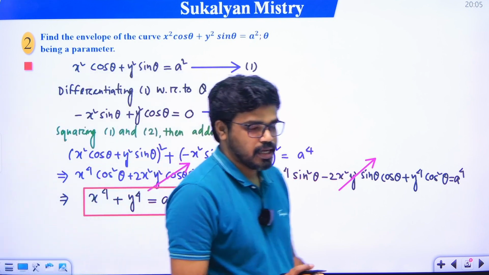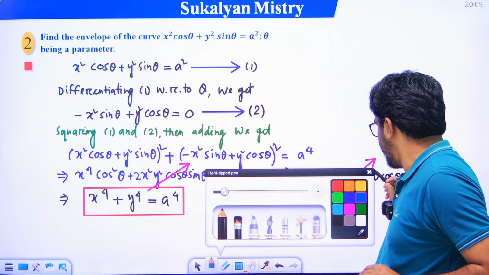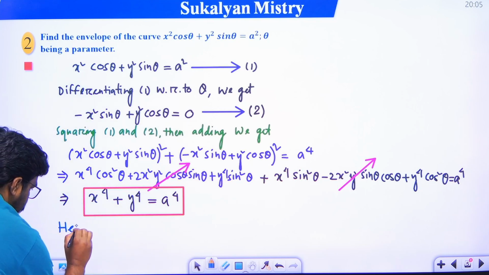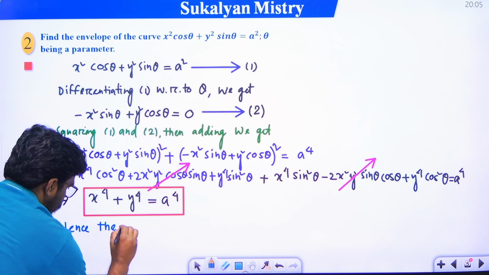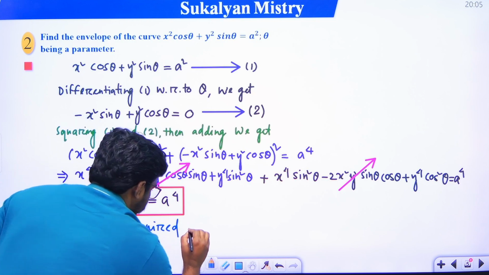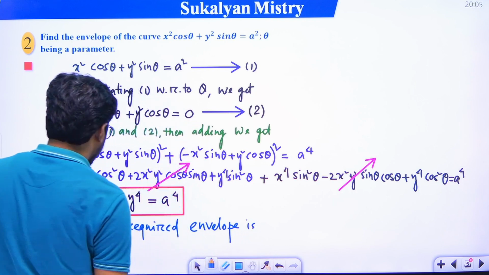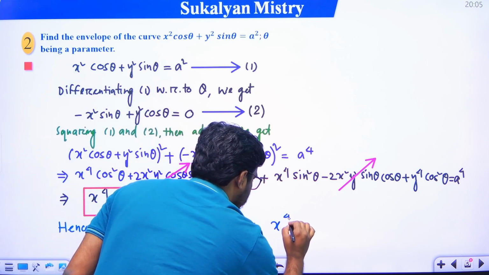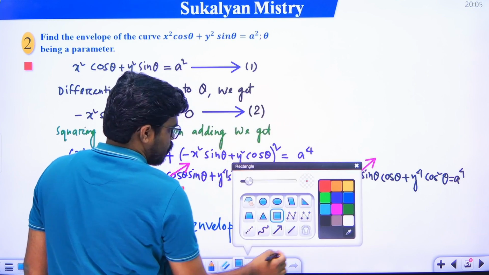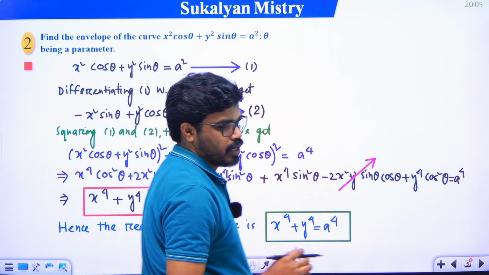Okay, hence the required envelope is this, right? Hence the required envelope is x to the power 4 plus y to the power 4. So this is equal to a to the power 4. So this is the required envelope.